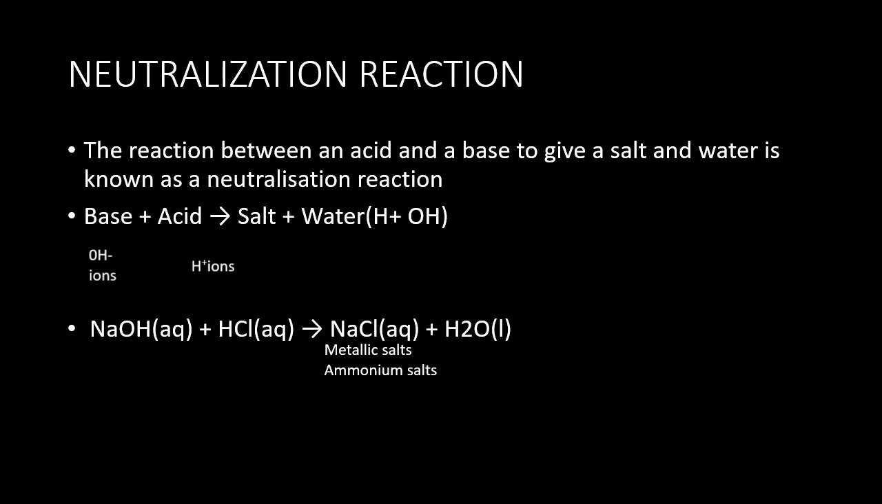If OH minus and H plus ions combine together, what is left here? Na and here Cl. These both combine together to form a salt. This is the case of a neutralization reaction. In a neutralization reaction, we get a salt along with water. So we will study more in detail about the salts.